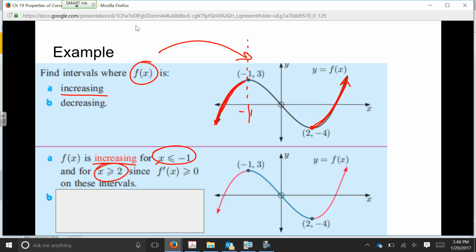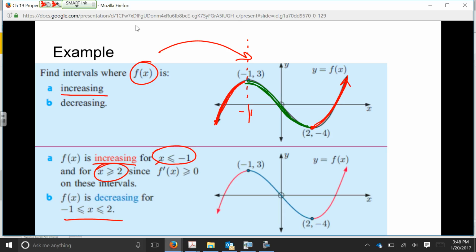Well, what's happening in between? In between, it's going down. The function is decreasing. Its derivative would be negative. So we say it's decreasing on the interval -1 less than or equal to x less than or equal to 2. Pretty straightforward stuff.